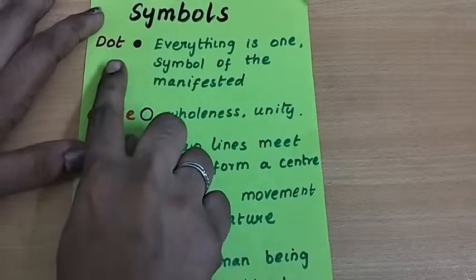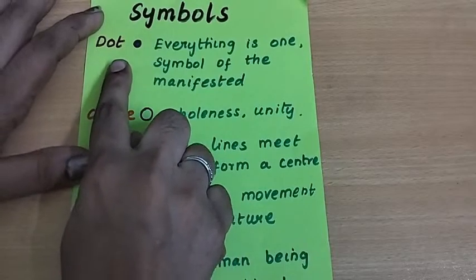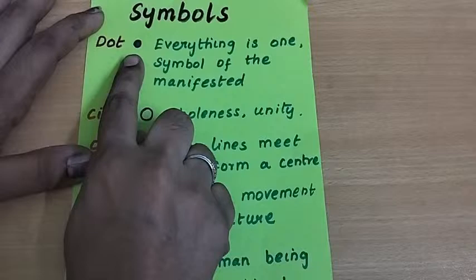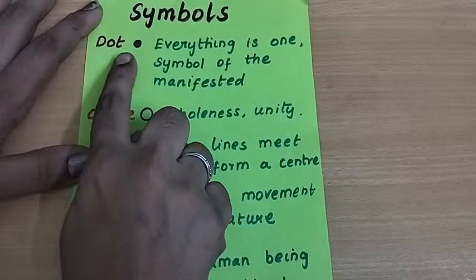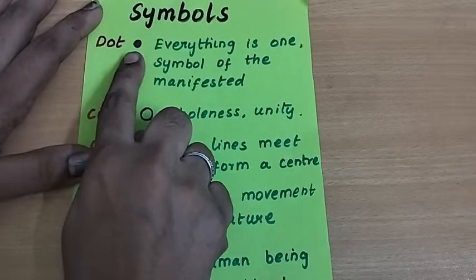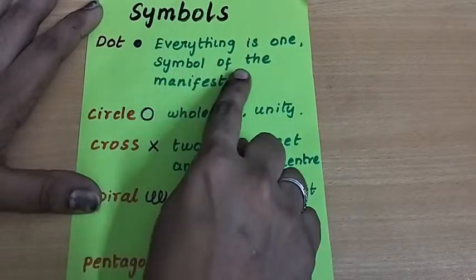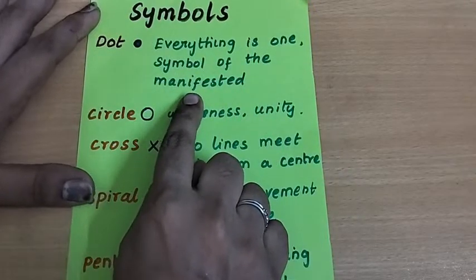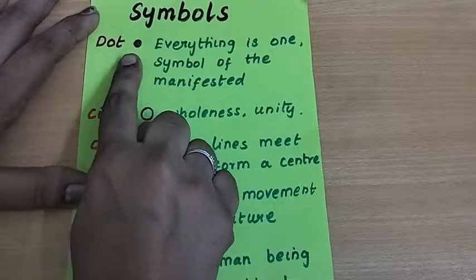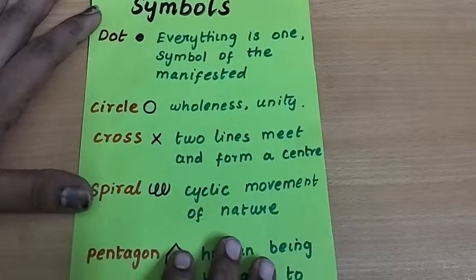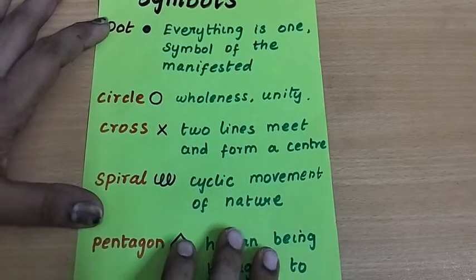First I'll take the dot. Keeping dots is also important in mandala, as it helps in bringing out a good outcome. The dot carries the meaning that everything is one, the symbol of the manifested. So the dot denotes that everything is one.